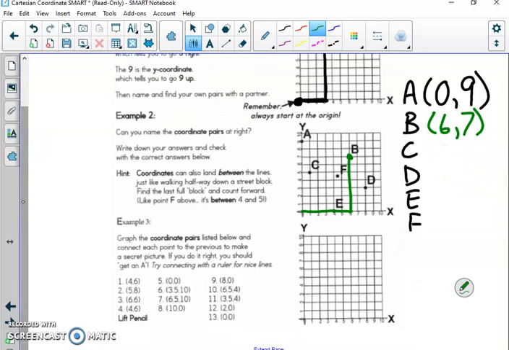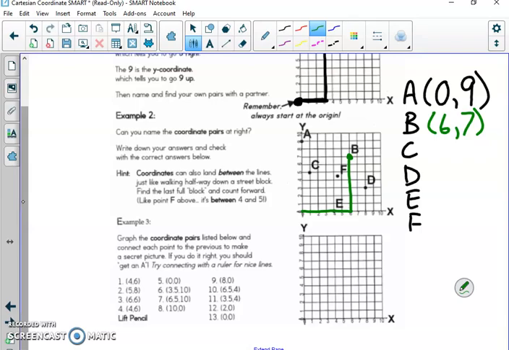Now the next thing it says, graph the coordinate pairs listed below and connect each to the previous to make a secret picture. If you do it right, you should get an A. And it says, try connecting with a ruler for nice lines. All right, so this has the key right below it. It tells you exactly what it should look like.